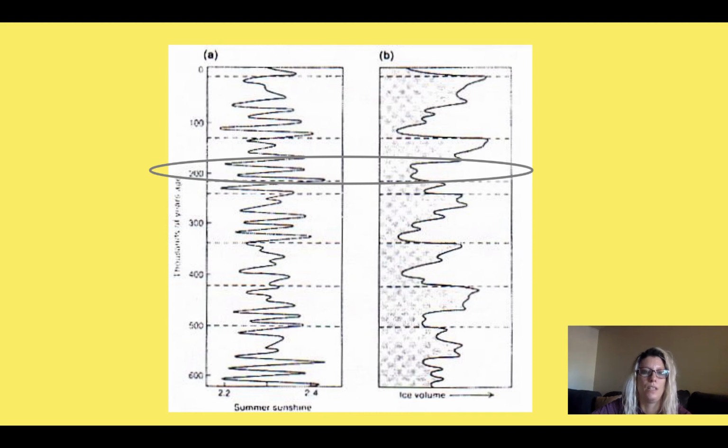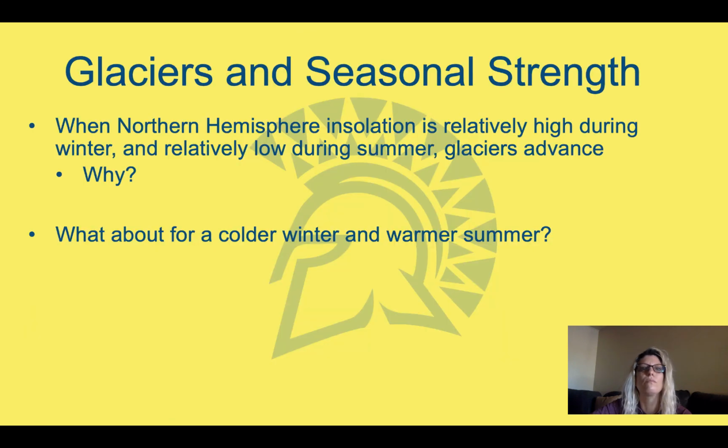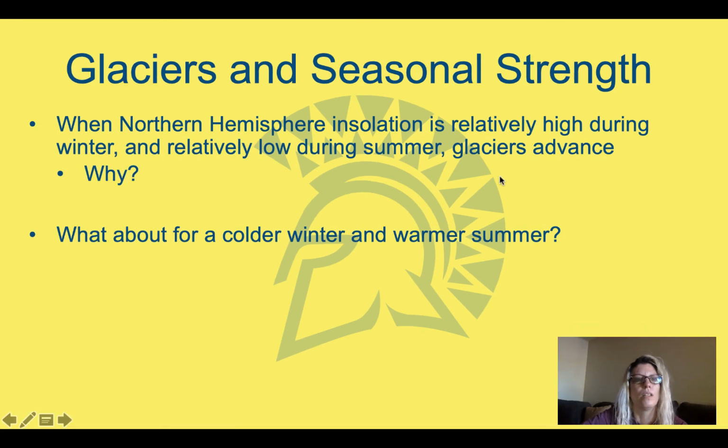And you can see that the sunshine is directly correlated. When there's more sunshine, then there's going to be less ice volume. They go through periods where they don't get any sunshine up at the poles, so they're going to have lower ice volume during that time period. When Northern Hemisphere insolation is relatively high during the winter and relatively low during the summer, glaciers advance. Why would that be? And what about for a colder winter and a warmer summer?